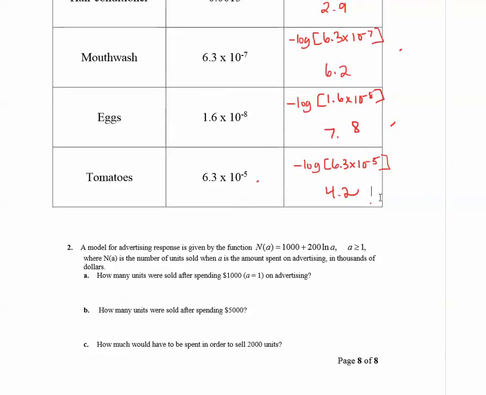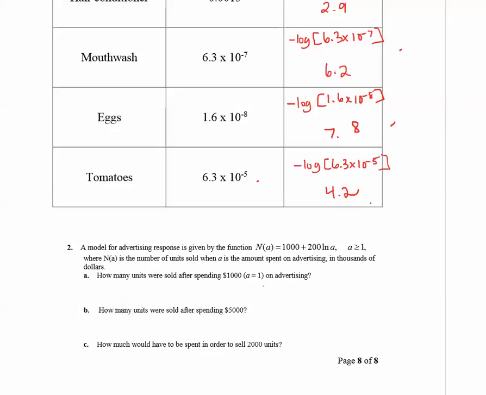Okay, so now another application we have is a formula. A model for advertising response is given by the function N of A equals 1,000 plus 200 natural log of A, where A is greater than or equal to 1. N of A is the number of units sold when A is the amount spent on advertising in thousands of dollars. So how many units were sold after spending $1,000?